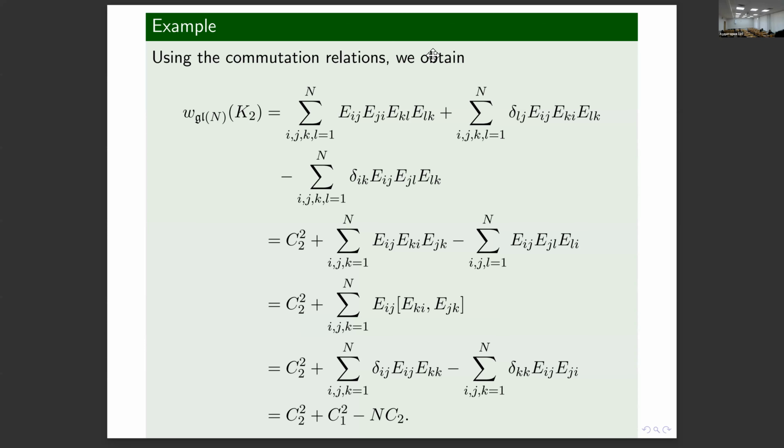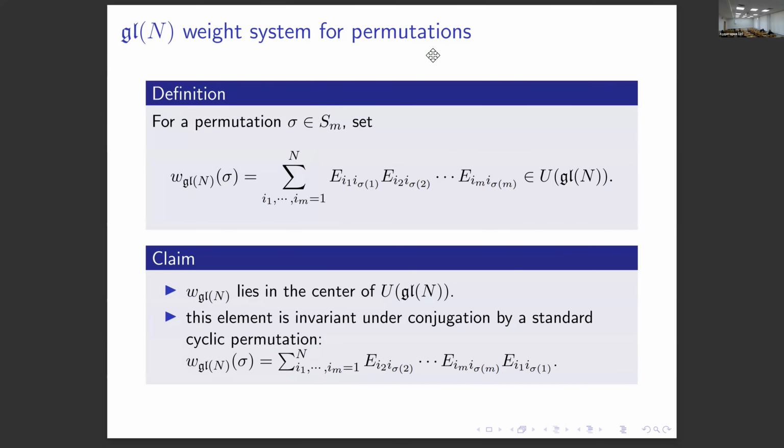And next we generalize the definition of the wave system to a permutation. So we have a permutation sigma. It permutes m elements, and the permuted set of m elements is ordered, indexed from 1 to m. We define our wave system W_GLN of sigma as a summation of E_{i1,i_sigma1}, E_{i2,i_sigma2}, up to E_{in,i_sigma n}. It is also an element in the universal enveloping algebra.